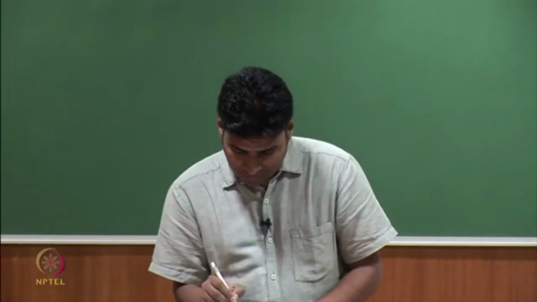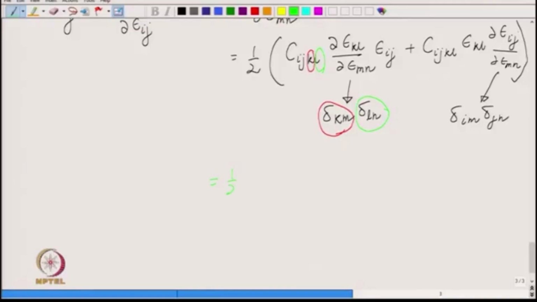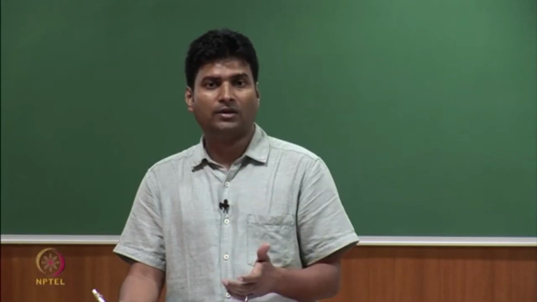So, basically this would then become half of summation over ij C ij mn into epsilon ij, is not it? You see the summations over k and l are gone and k and l have been replaced with m and n respectively.